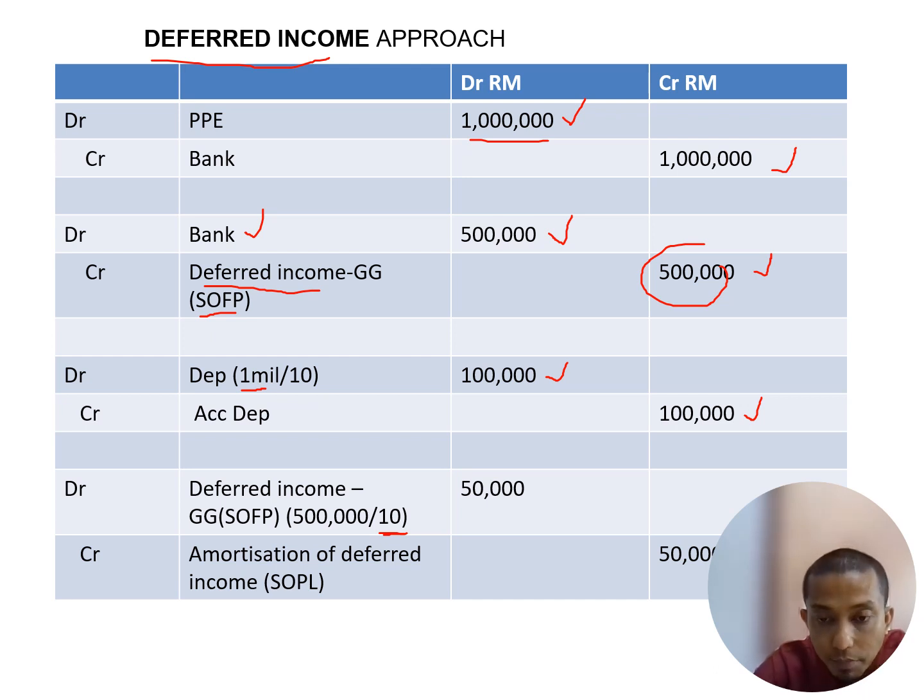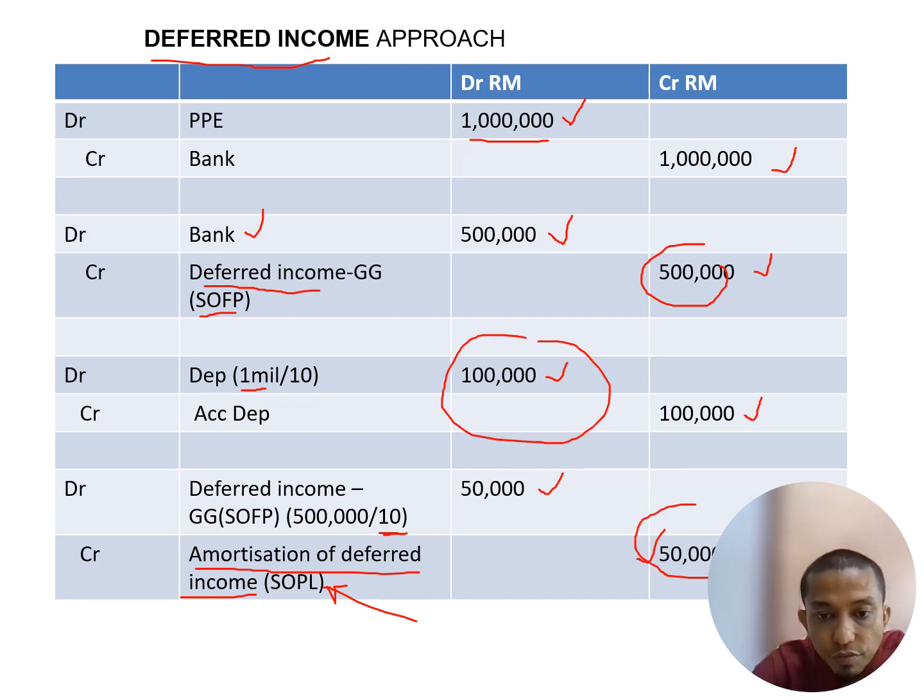Deferred income we debit, because this is a liability, right? A liability on the debit side is decreased, so decreased by 50,000. And we put it inside amortization of deferred income. This is actually our income inside the statement of profit or loss. You see, this is income. Depreciation expense is 100,000, income is 50,000. So income 50,000, expenses 100,000. You total up and you get negative 50,000, right?